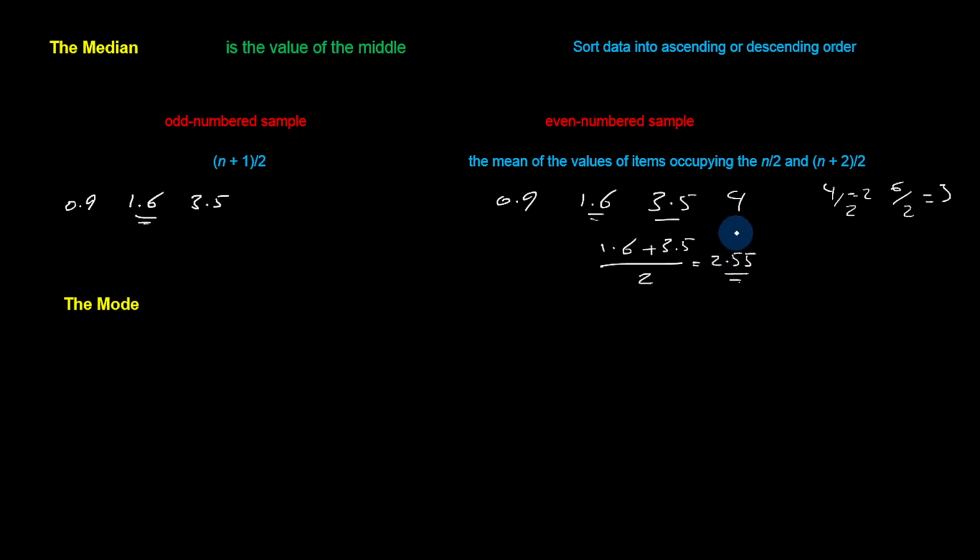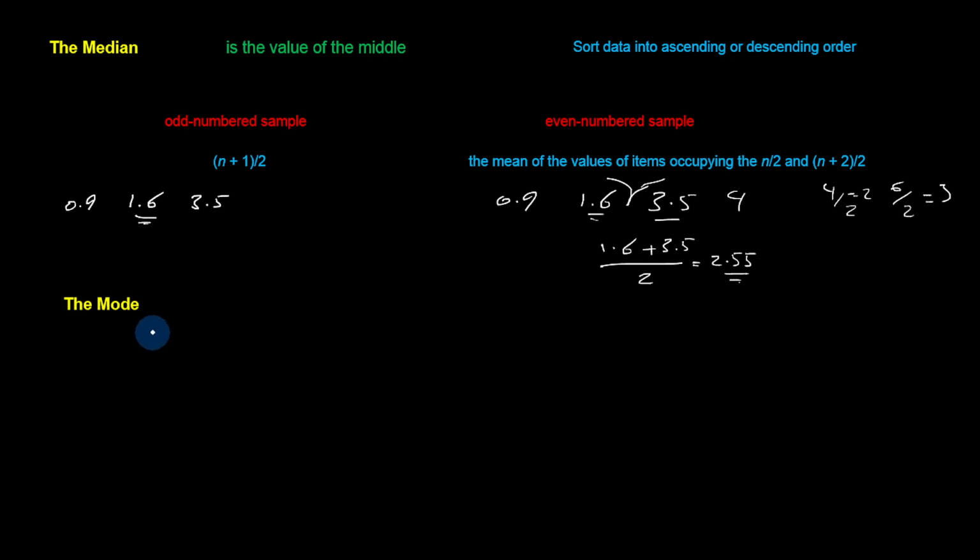So again, it doesn't matter if you're dealing with an odd-numbered sample or an even-numbered sample. The median, if we put it somewhere here, this is the place of your median. Exactly the number of observations that lie above the median and below the median are equal. That's why it is the middle value. Easy, right? Now the mode is even easier than that.